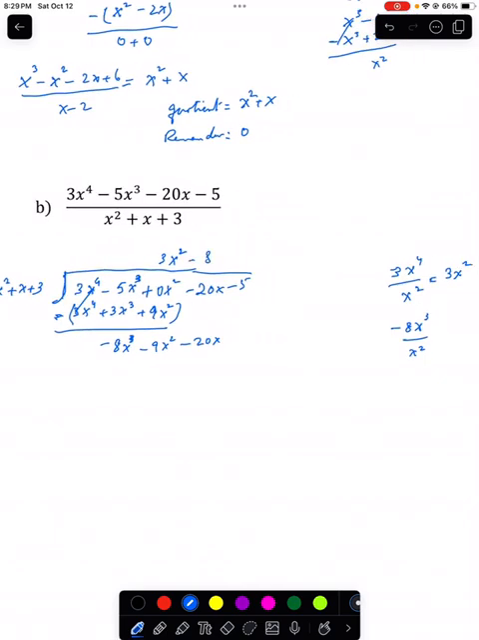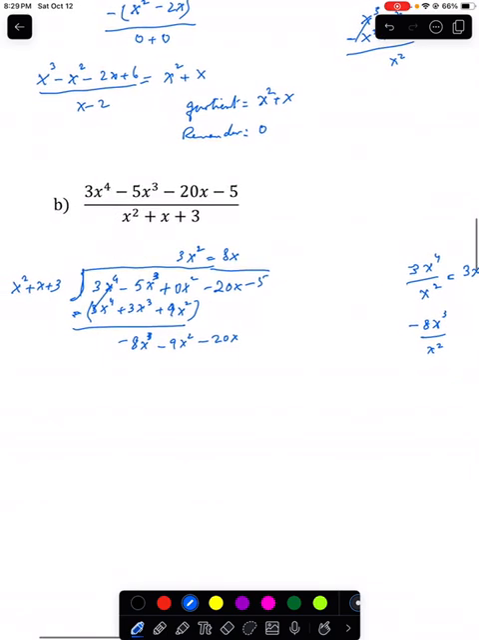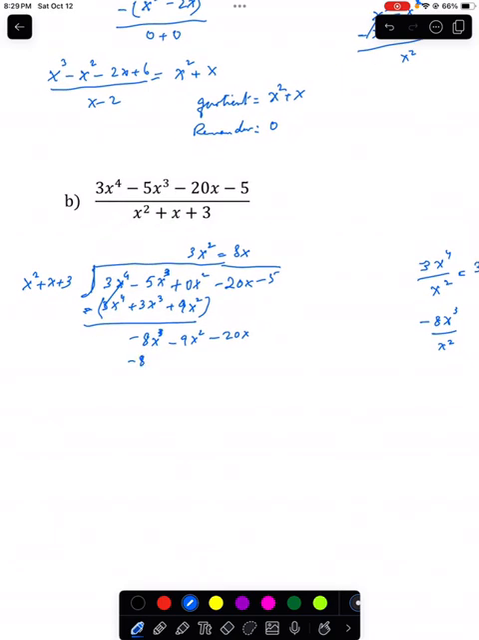and repeat the process. Okay. Multiply the divisor by negative 8x. So I get negative 8x cubed minus 8x squared, no, again minus, sorry, minus 24x. Subtract. So negative 8x cubed plus 8x cubed gives me 0, so I can just cross them. Now negative 9x squared plus 8x squared will give me negative x squared. And the next one, negative 20x plus 24x will give me plus 4x.